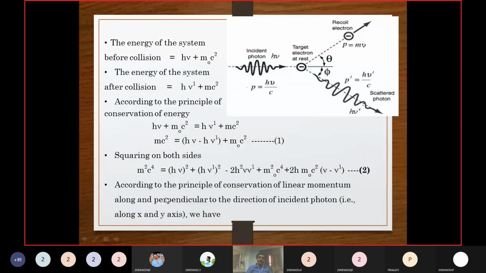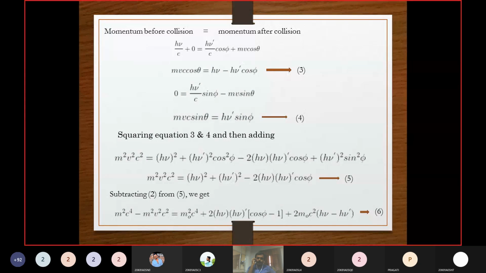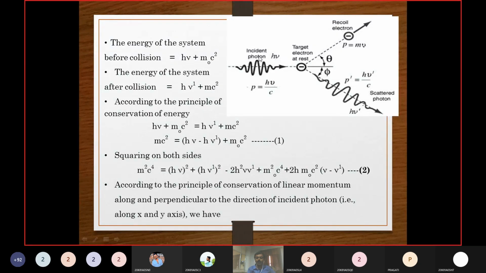Now coming to the principle of conservation of linear momentum: momentum is also conserved. Here we'll take conservation of momentum in two directions. One is the photon incident direction. Photon is moving in this direction, so we can divide that photon motion into two parts.